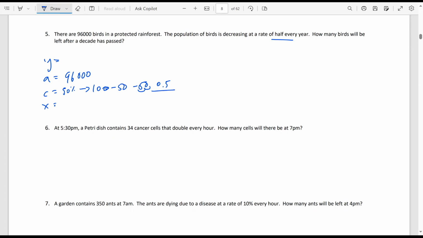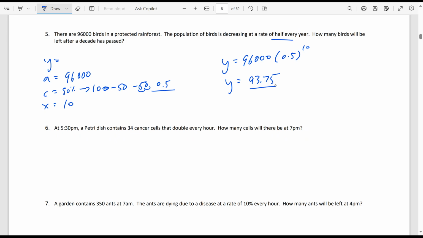How many birds will be left after a decade? 10 years. Now I can just go ahead and calculate this. Now, here's the one part about this that's weird with population problems. If I go 0.5 to the power of 10 times 96,000, I get something along the lines of y is equal to 93.75.